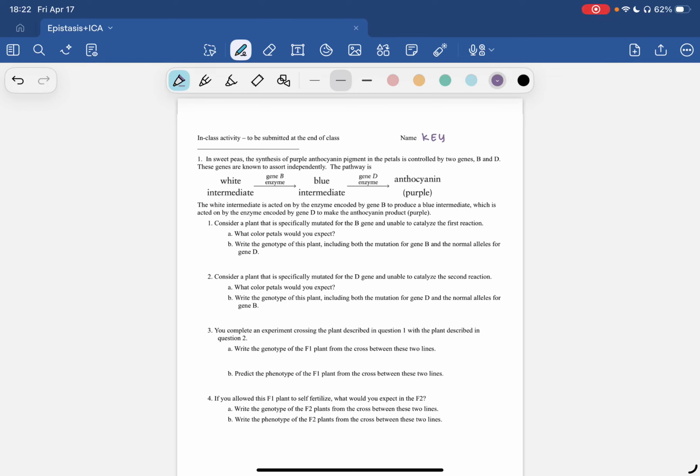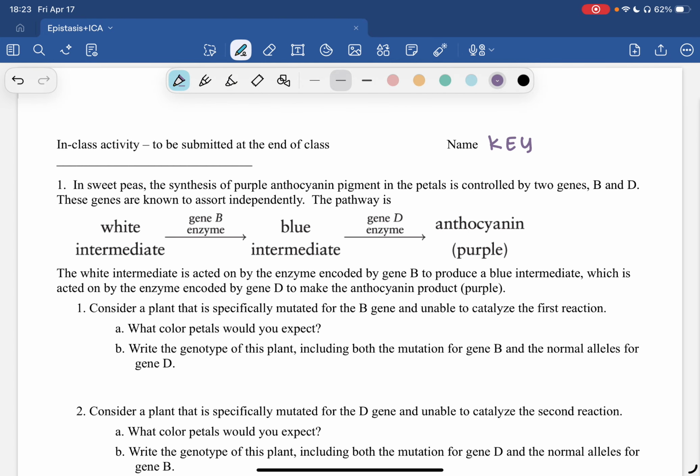Hi everyone, in this video I'm going to review the in-class activity covering epistasis. The first thing that's the most important part of answering these questions is understanding how to read and analyze the pathway that's given. So here's the example.